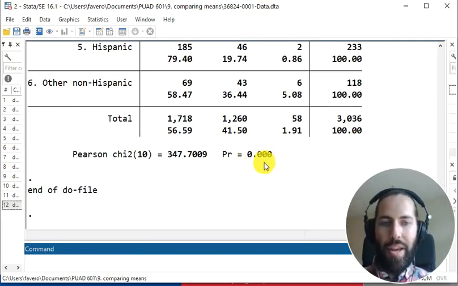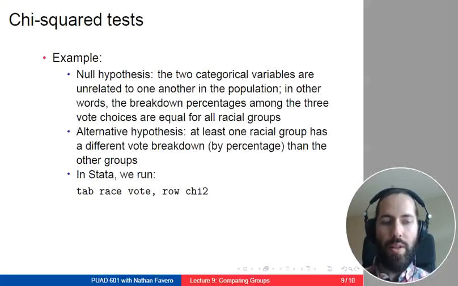Now, anytime we have a p-value, what do we want to do? We're going to compare it to our alpha level, which is usually 0.05. Is this greater than or less than 0.05? It's less than 0.05. So what do we do when our p-value is less than 0.05? We're going to reject the null hypothesis.